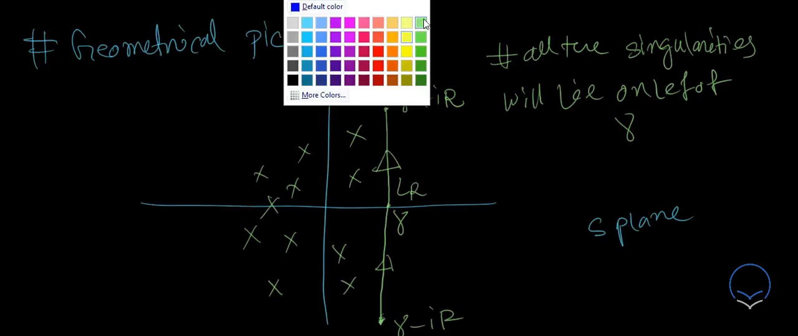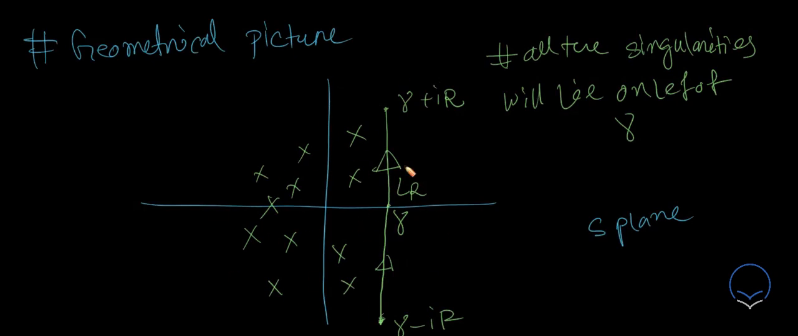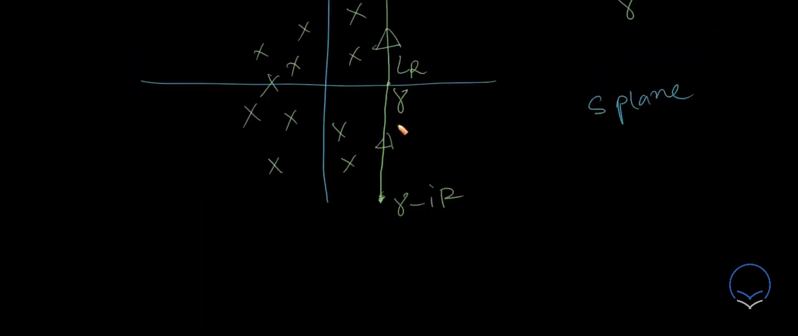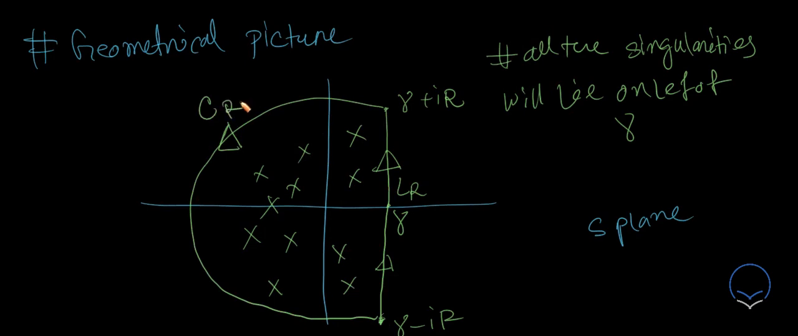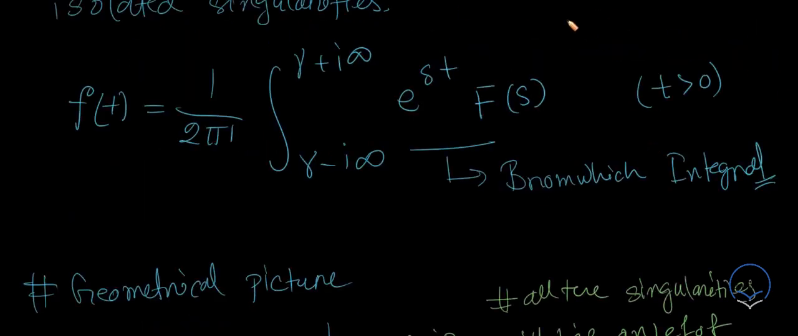Now, since there are a finite number of isolated singularities, we can close the contour. That means we can start from here, go up to this point, and then close it like this. This is a semicircle, and let's call this semicircular contour CR. And when we take R going to infinity, that's when we get this Bromwich integral.